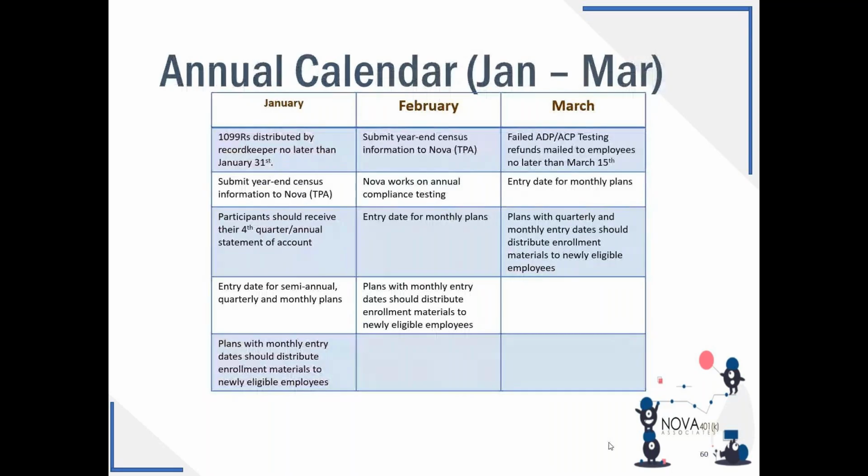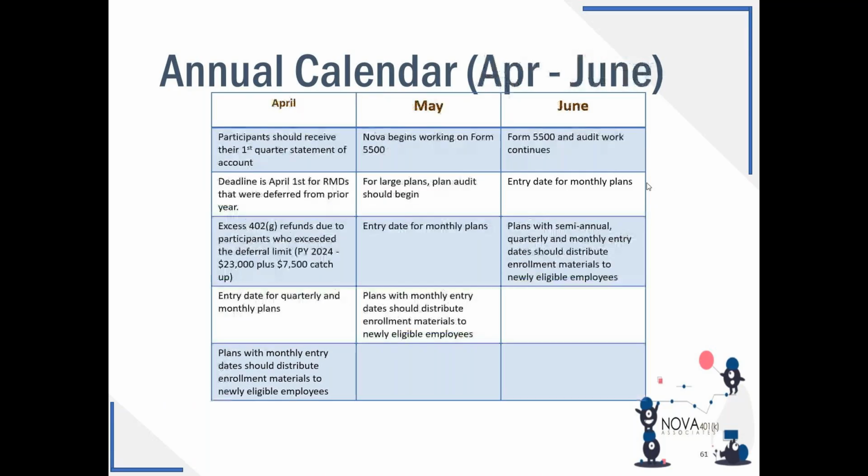Okay, we don't have a lot of time, but I'll leave you with this. This is our annual calendar. There are some important dates on here to look at, including January 31st, when 1099s need to be provided to participants. Those are generally done by the record keeper. So if they receive a distribution in 2025, by January 31st, 2026, they need to receive a 1099. There's also good information here about when Nova does their compliance testing, generally in February for a calendar year plan. I'll leave you with that to look at the rest of it because it looks like we're up on time.